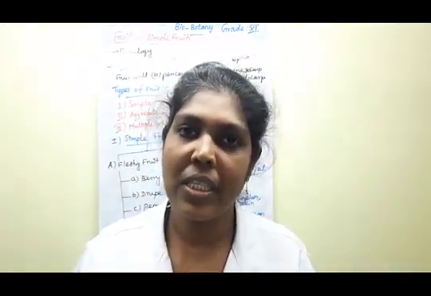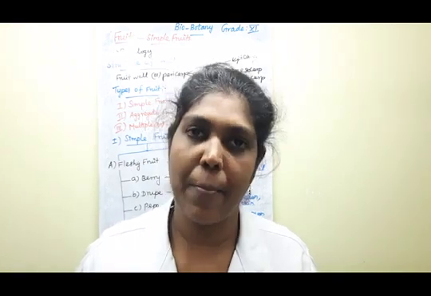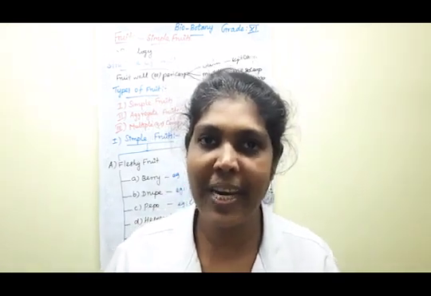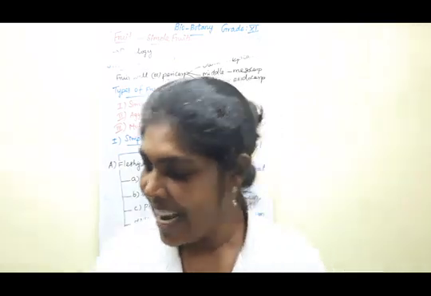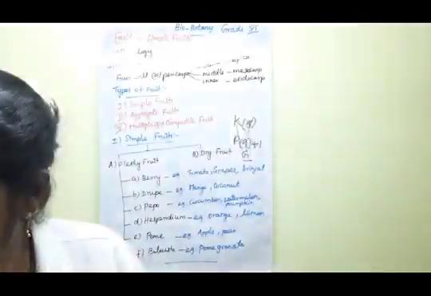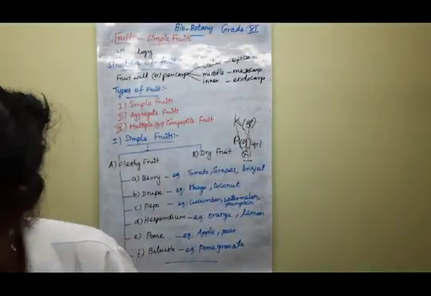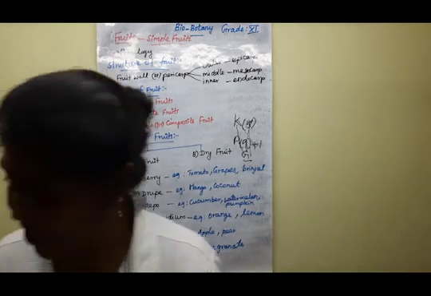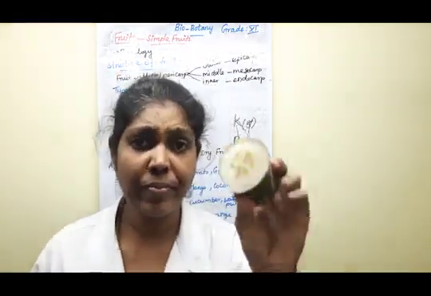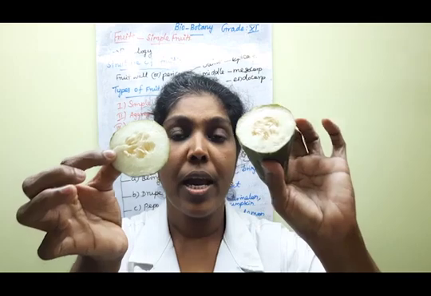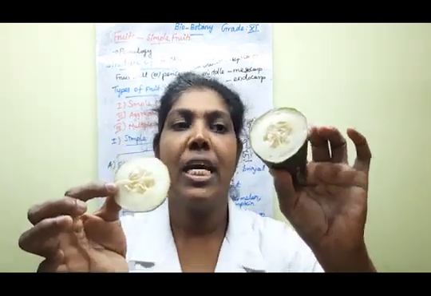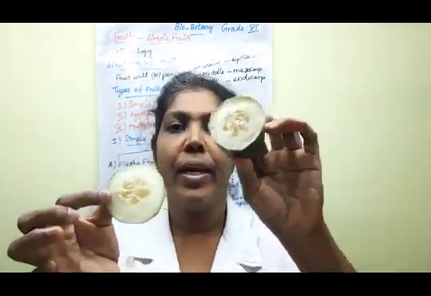Understood, ma'am? So this is the second type, the drupe type of fruit. Clear? Say yes or no? Yes, very good. Next we are going to learn about the pepo type of fruit. The best examples are watermelon, cucumber and pumpkin. These are some of the examples of the pepo type of fruit.